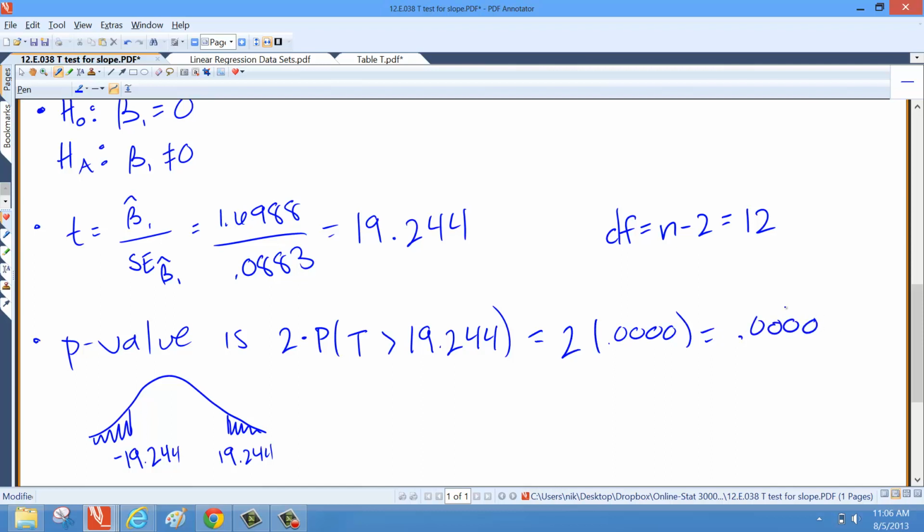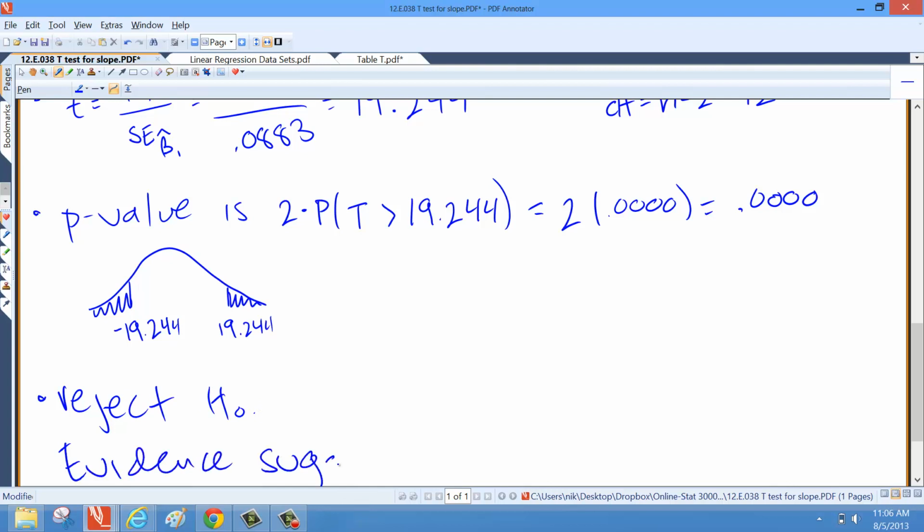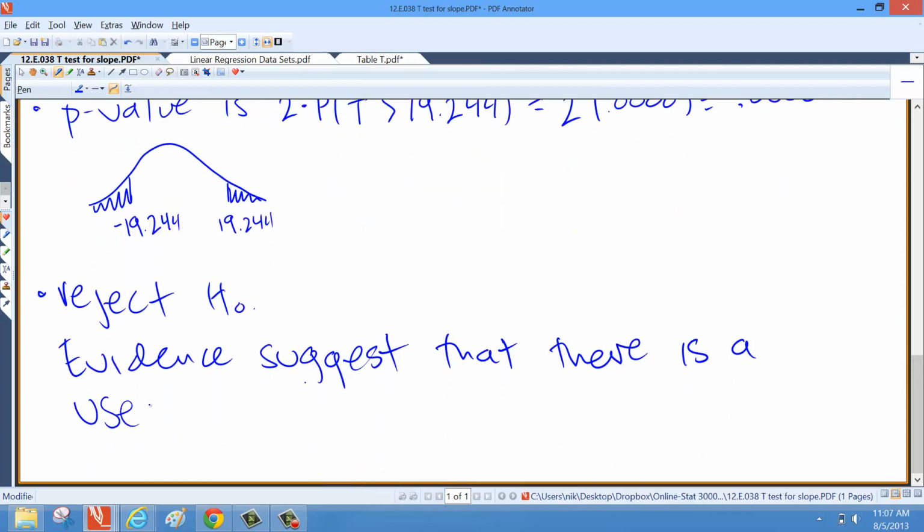Different calculators will give you even more precise estimates for the p-value, but this is enough to put into WebAssign that my p-value is 0. That is a small p-value, so we can reject the null hypothesis. And we have evidence, or the data suggests, that there is a useful linear relationship.